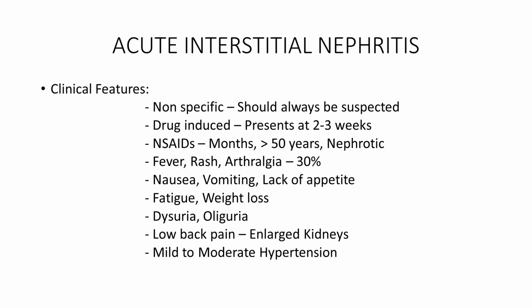Fever, rash, and arthralgia are usually present in patients with acute interstitial nephritis. Nausea, vomiting, lack of appetite, fatigue, weight loss, oliguria, and dysuria are all features of kidney disease. Low back pain may be present with enlarged kidney and mild to moderate hypertension.